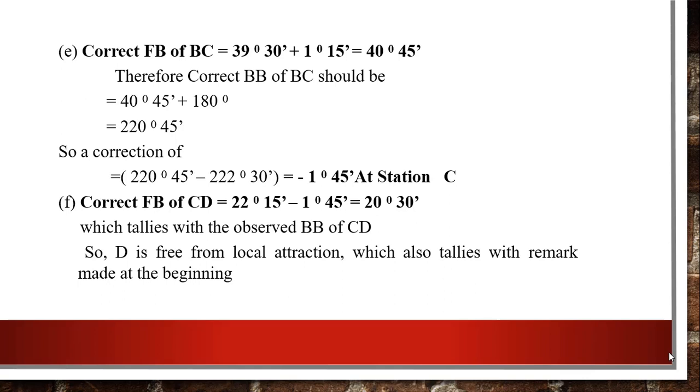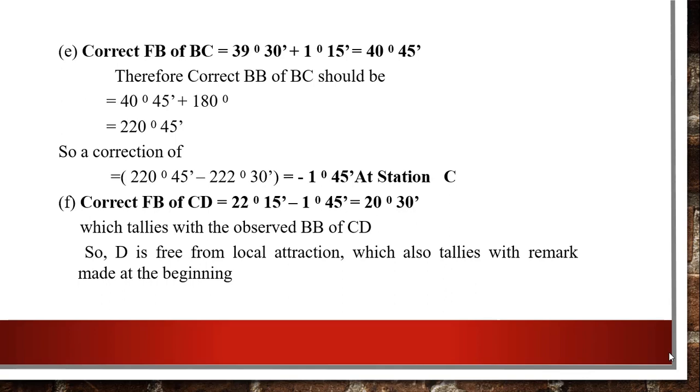So the calculated back bearing is 220 degree 45 minutes, and the observed bearing is 2 degree 30 minutes. So the correction you have to apply is minus 1 degree 45 minutes at station C, because the error is positive, so you have to apply the correction in negative.